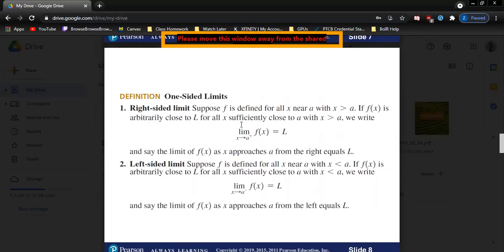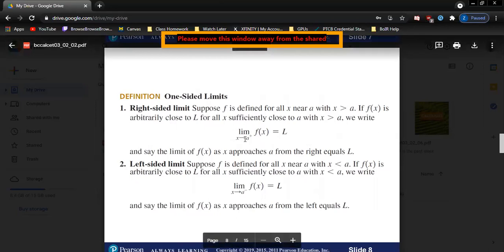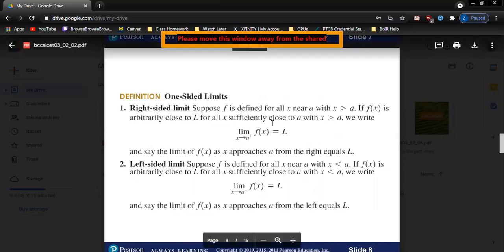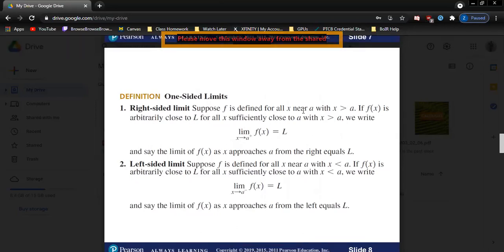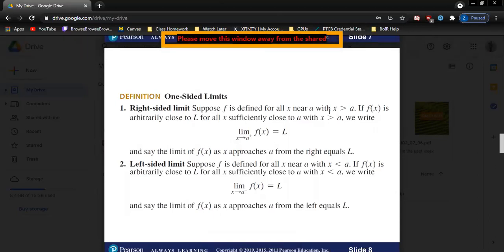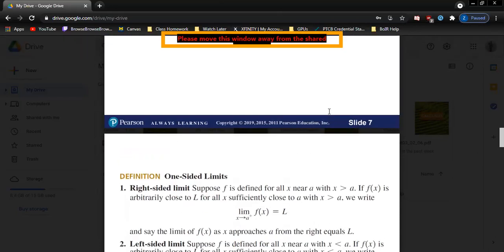Okay, but any question from the definition, or how did we actually define all this? There are so many characters here: x greater than a, f of x is close to L, x tends to a plus, a positive, whatever you say. So many things to take care of here. Any questions from this? All good? Okay. All right, let's move to our next slide.